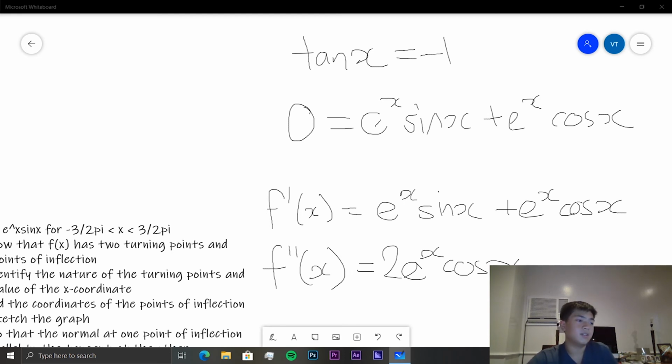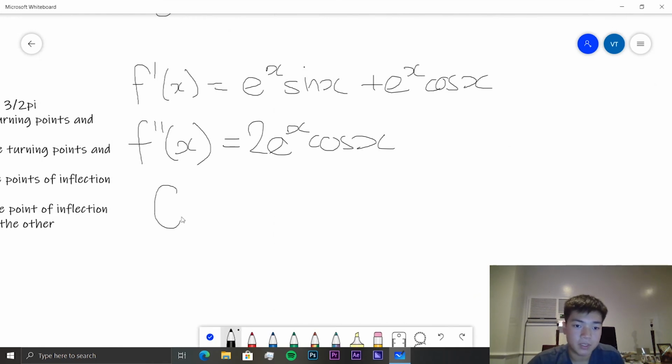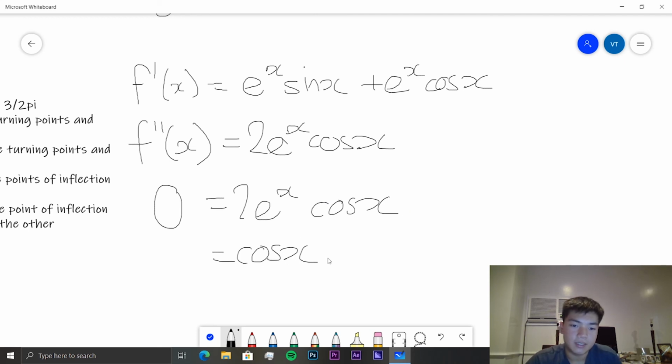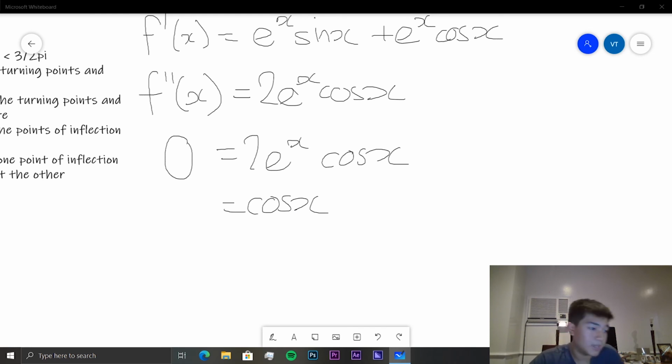No, sorry, no. This would be negative pi over 4 and 3 pi over 4, not 3/2. Next, two inflection points. 0 is equal to 2e to the x cosine x. So cosine x is equal to 0, for which there are, of course, 2 points. These would be 0 and pi over... Sorry, no, it would be pi and negative pi, since 0 may not be an inflection point.